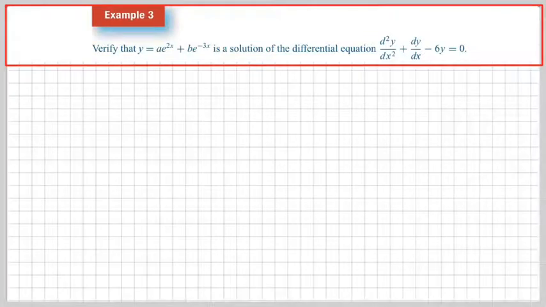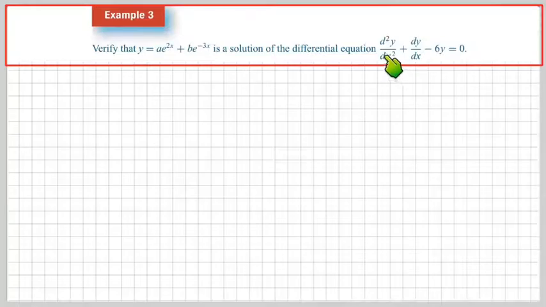Now here's another one, another verify. This is rather marvellous, we're getting good at this now. So y equals, what does it equal now? A e to the 2x plus b e to the minus 3x. We have to show that that is a solution to this DE. Well, I don't need to tell you what to do anymore. Of course you know what to do.